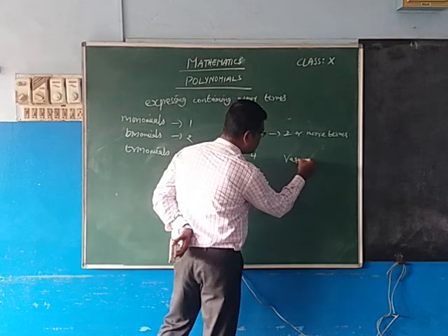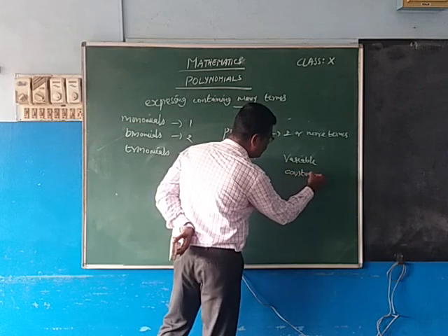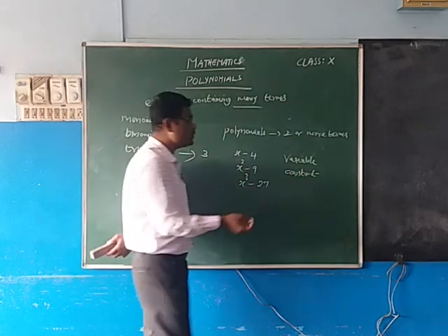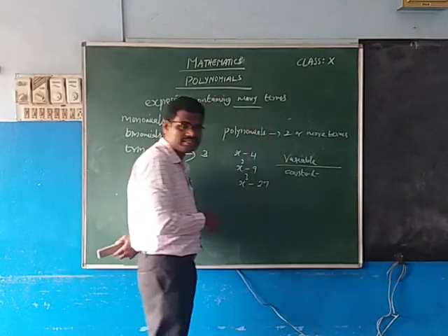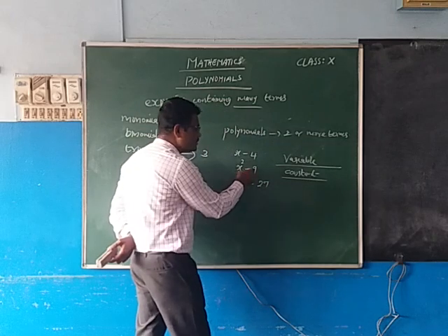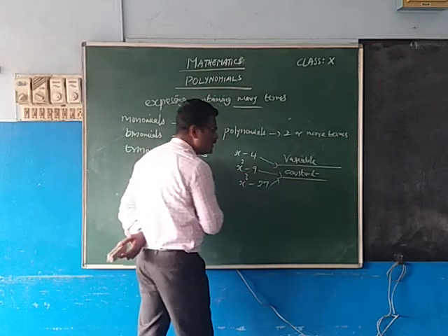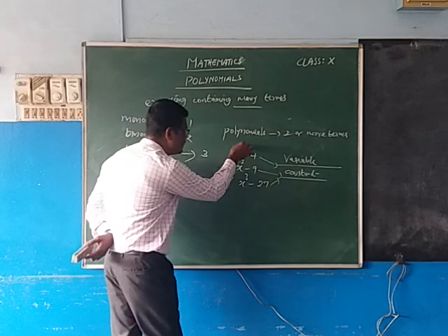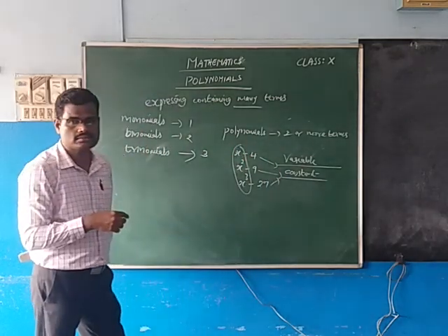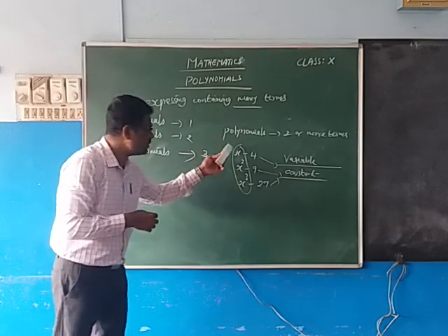You have learned the meaning of variable and constant. A variable is a small English alphabet. Small English alphabets are called variables. The numbers are called constants. Here 9 is a constant, 27 is a constant, 4 is a constant, whereas x square and x cube contain variables. It looks the same, but there are some differences in these.